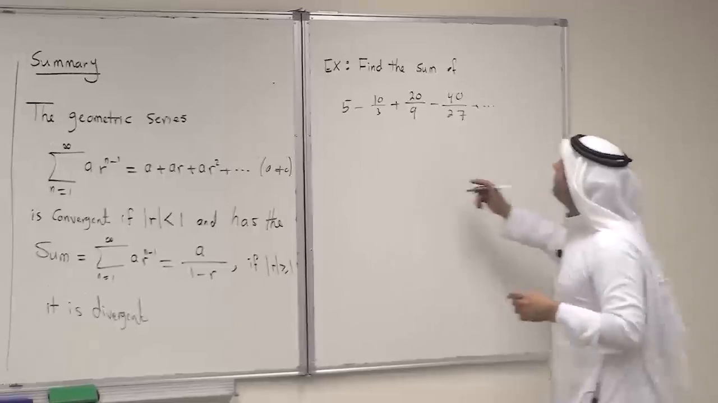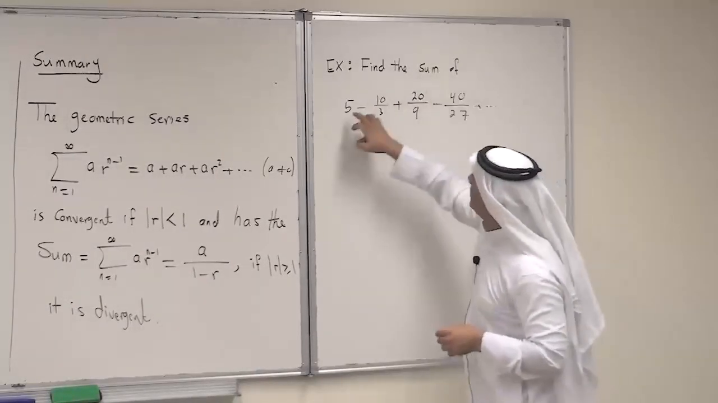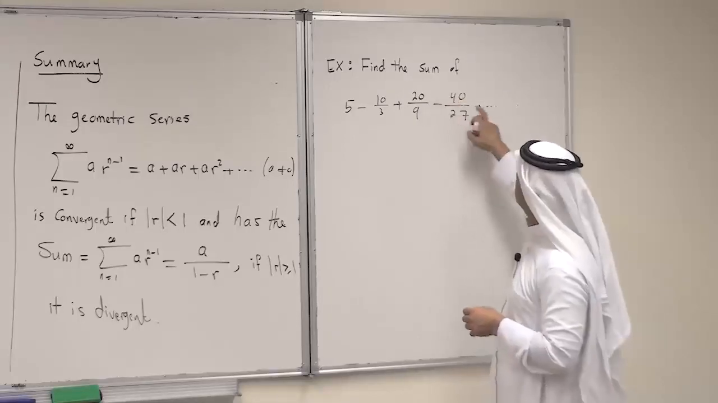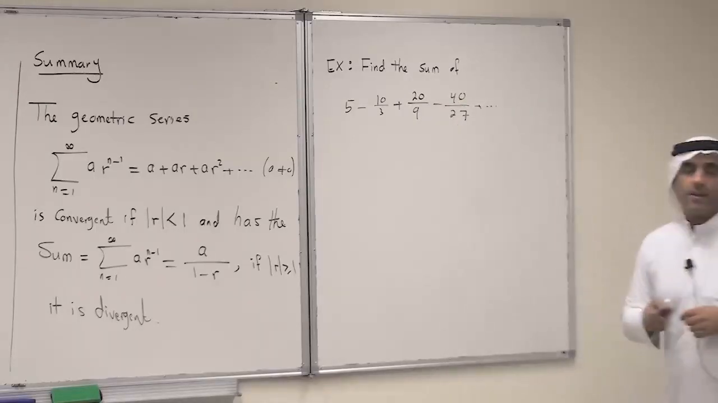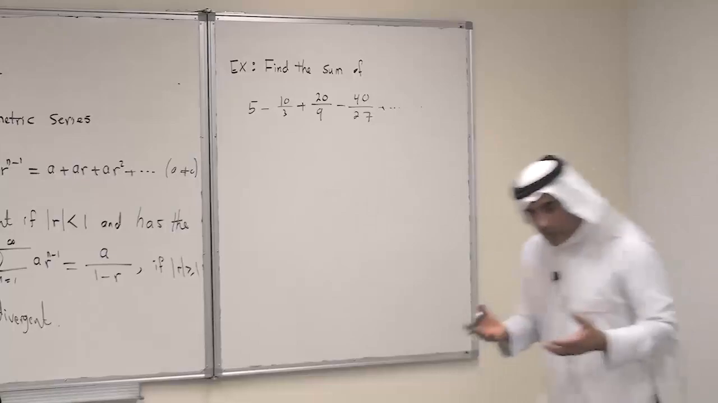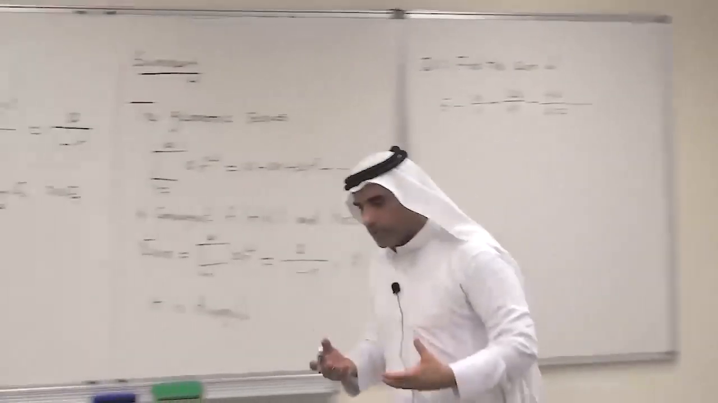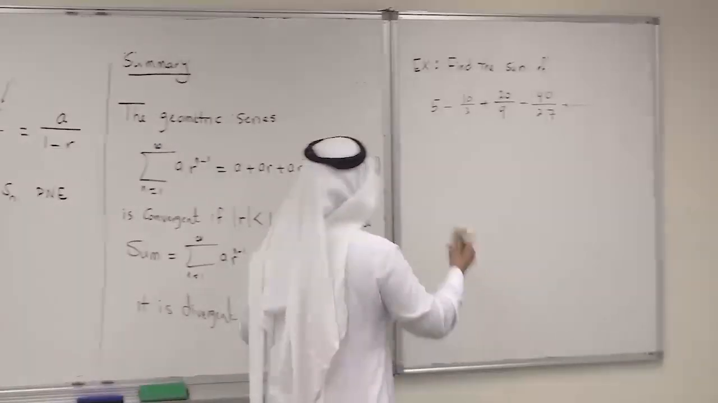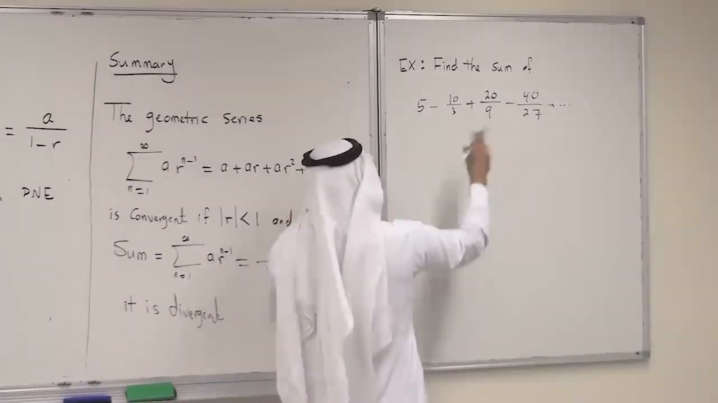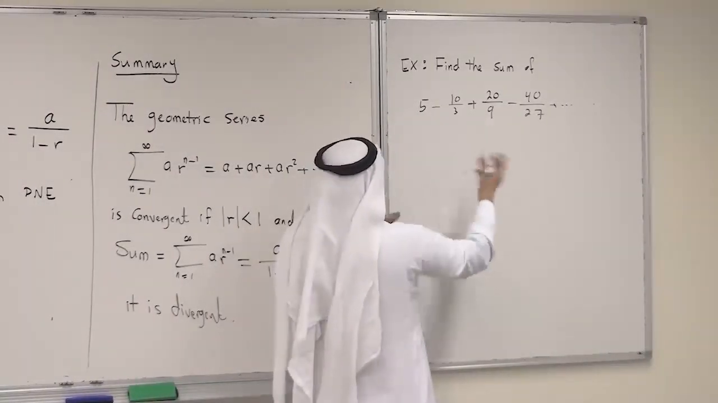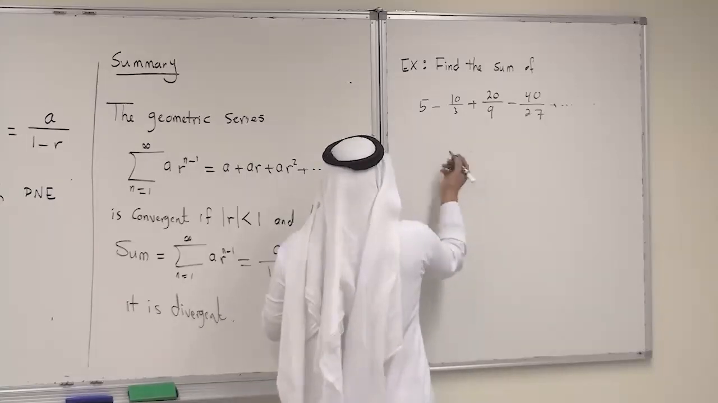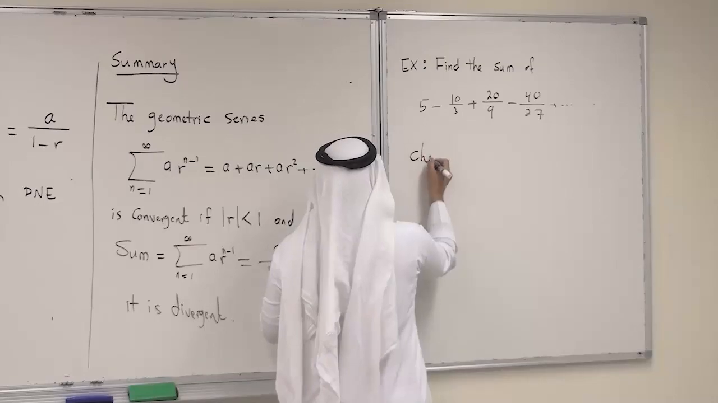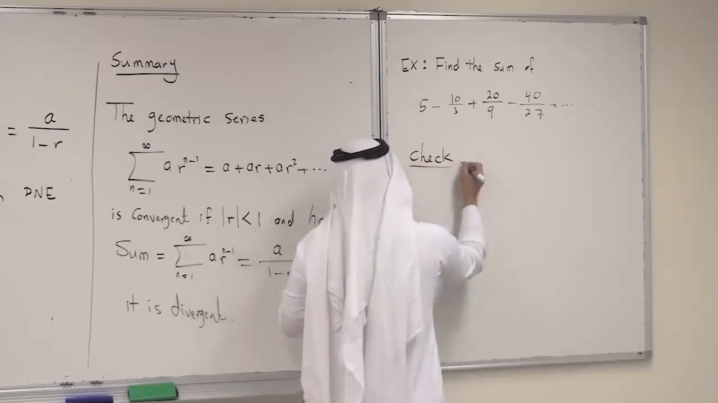For example, the first one says: find the sum of the series 5 minus 10 over 3 plus 20 over 9 minus 40 over 27 plus, and so on. Is this series convergent or not convergent? If it is convergent, what is the sum? What type of series do we have? We need to investigate. Is it a geometric series? How to test if it is a geometric series or not? The only thing we need to do is check if it is a geometric series.